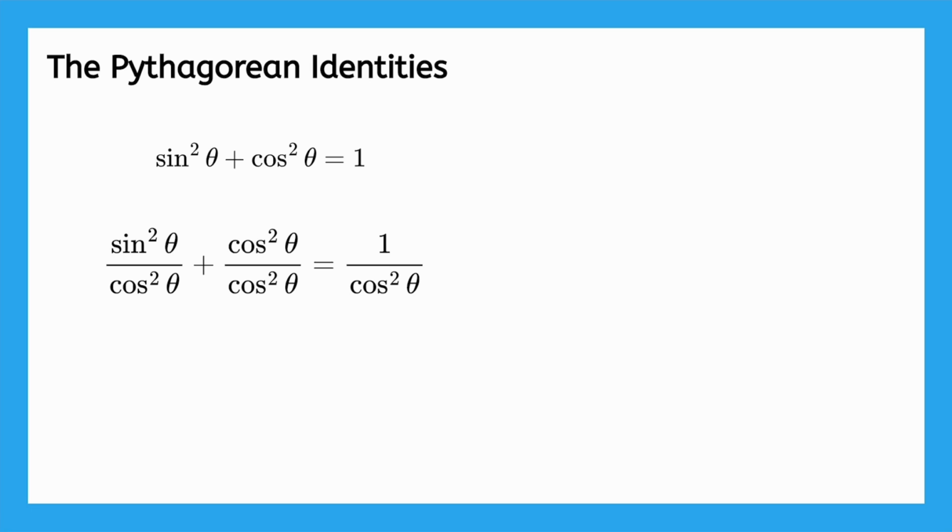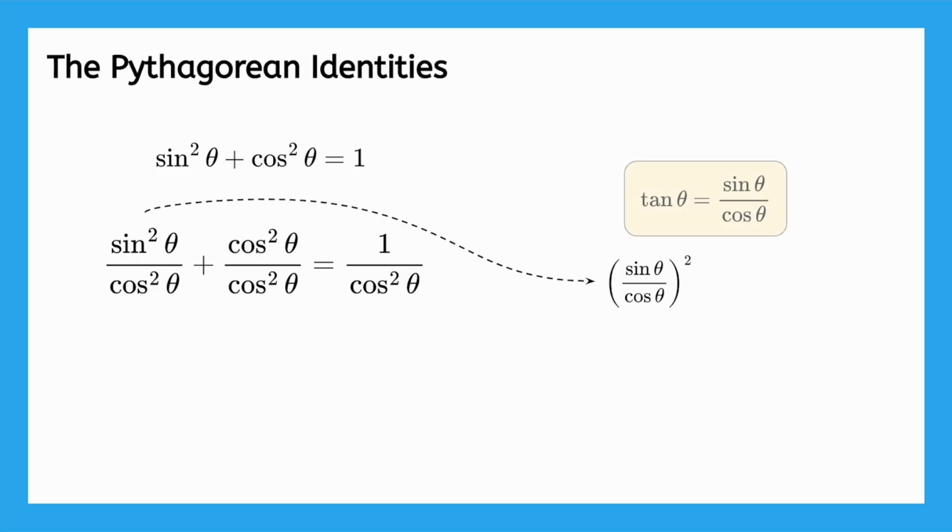We can think of sine squared theta over cosine squared theta as sine theta over cosine theta squared. Using the quotient identity, we can rewrite sine theta over cosine theta as tangent theta. It follows that we can write sine squared theta over cosine squared theta as tangent squared theta.